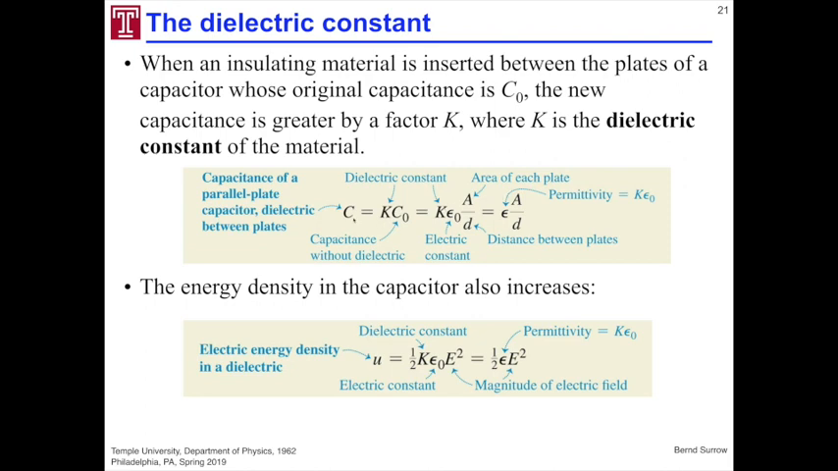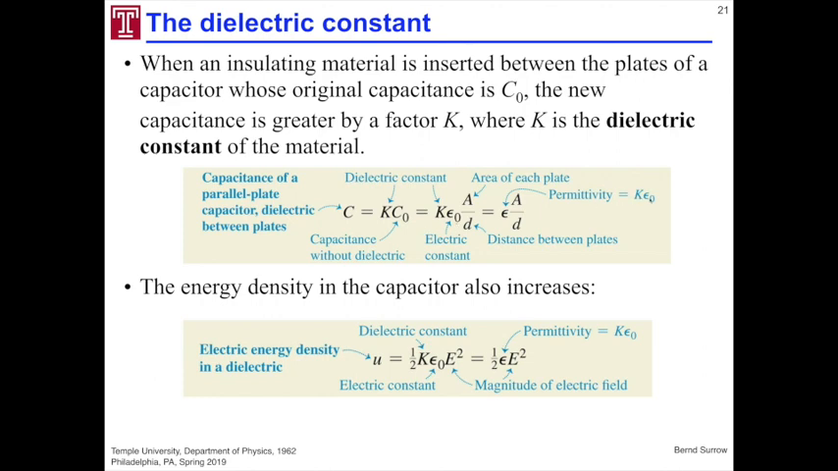So the capacitance of a parallel plate capacitor with a dielectric material included can therefore be written as C naught, which is the capacitance in vacuum, epsilon naught A over d, times this modification where we come to a larger capacitance if we insert a dielectric material with a so-called dielectric constant K. And we can write this as one constant here, epsilon, rather than epsilon naught, as K times epsilon naught.